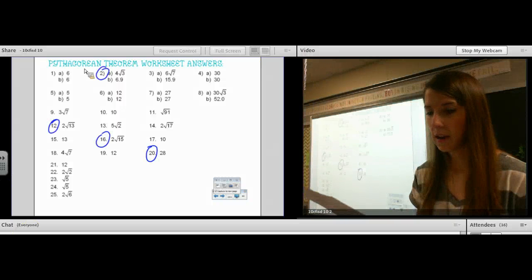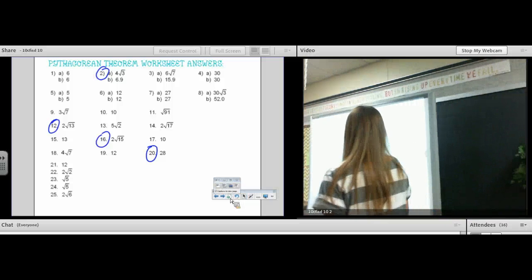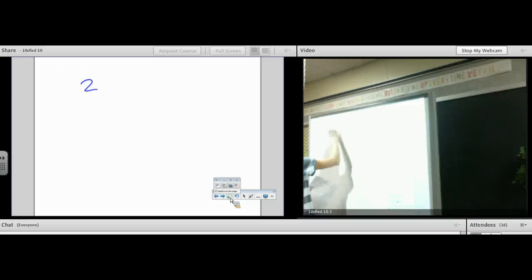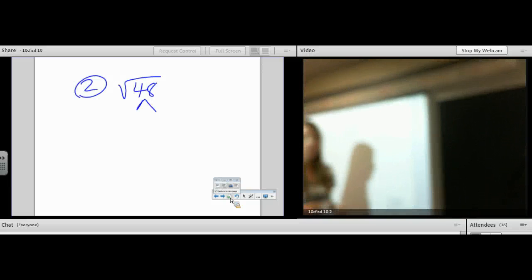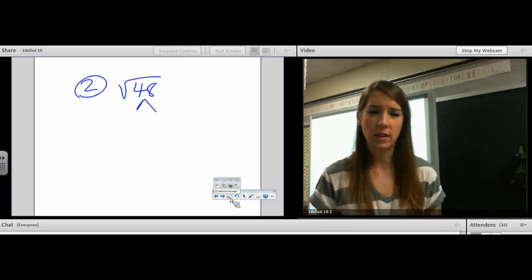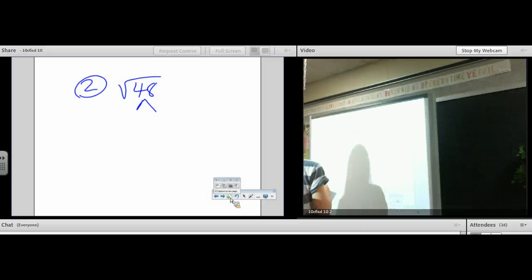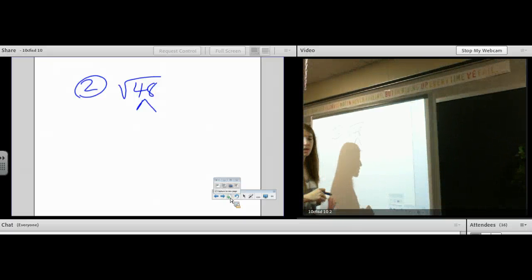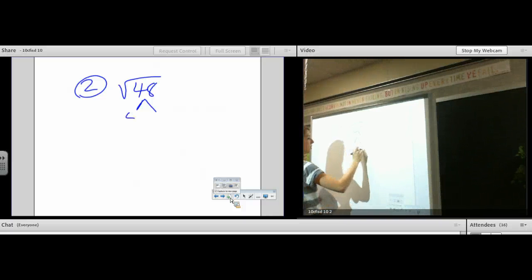Okay, so from the Pythagorean Theorem worksheet, starting with number 2, square root of 48. So this is what we did on the whiteboard yesterday. There's also a way to do this in your calculator, but you can find any multiples you want. What do y'all want to use? 4 and 12? We'll do 4 and 12.